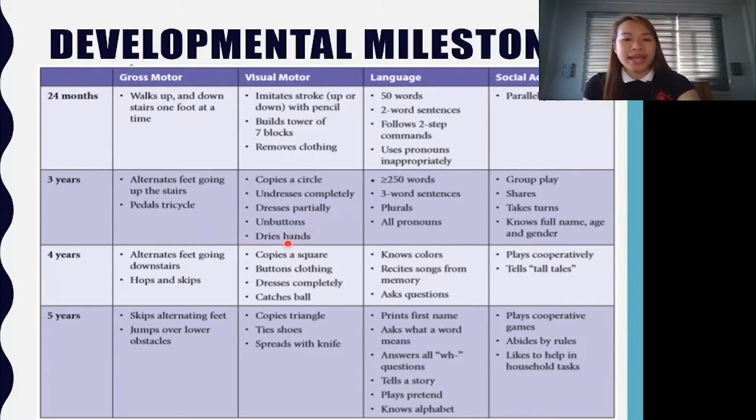Unbuttons and dries the hands. Okay, and more than 250 words is being said already. With 3-word sentences, they now learn plurals and all pronouns.